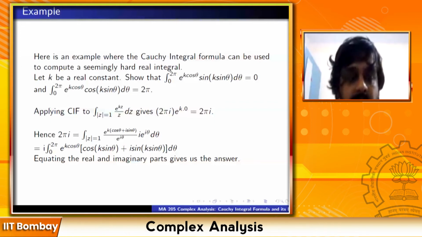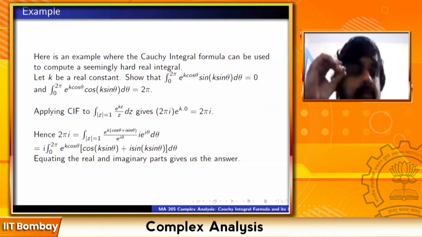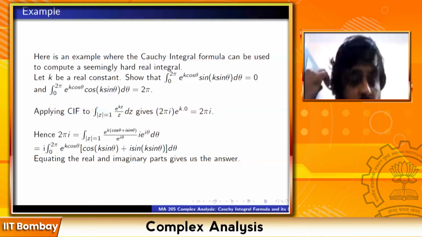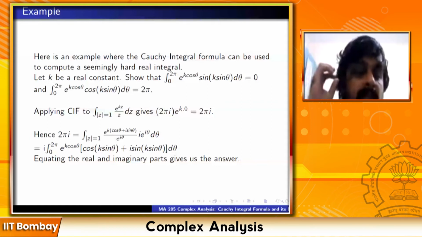The real and imaginary parts of this are exactly what you want. So you know the value of the integral. The integrand breaks up into exactly the real and imaginary parts that you want. So simply comparing the real and imaginary parts gives you the answer.